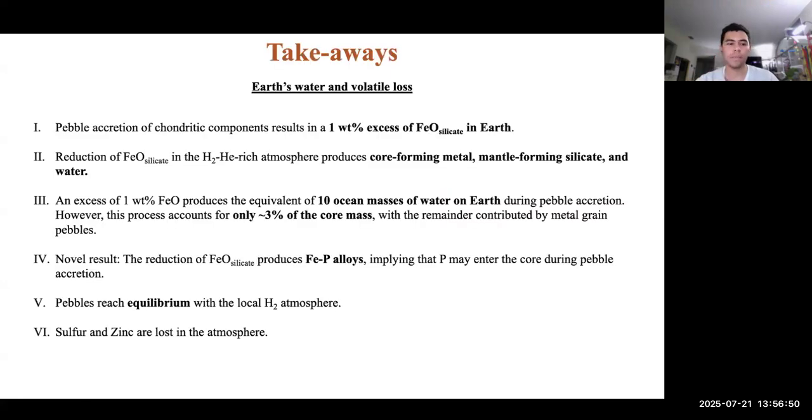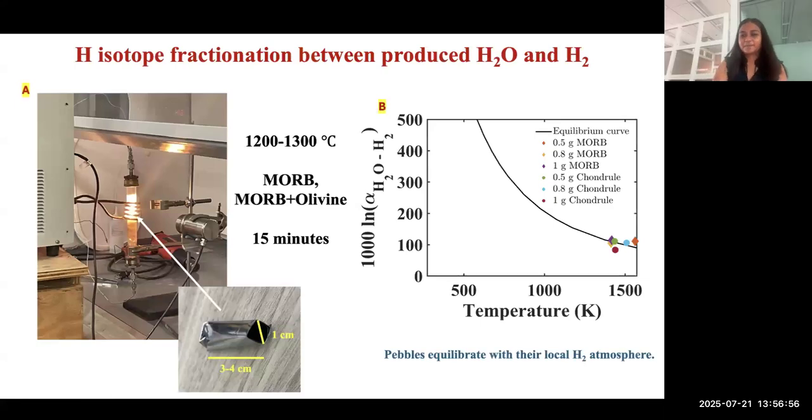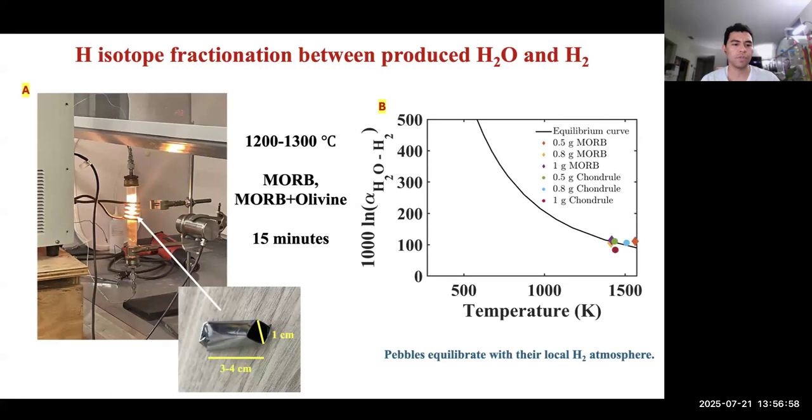Yeah, just a quick one about these experiments you're talking about. It seems like they're all taking place at atmospheric pressure. Yes. Correct. Do you expect any differences in the results at higher pressures?